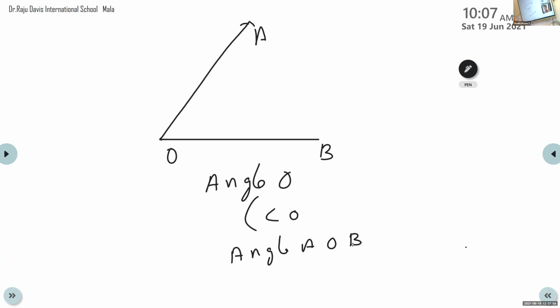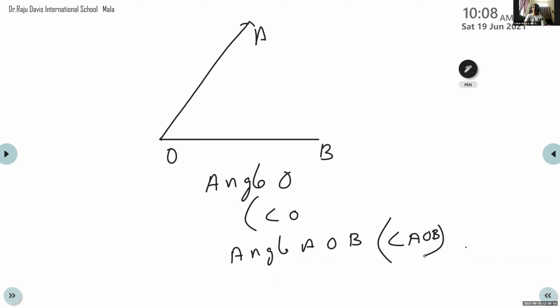Just remember that. Okay. And what is the short form? How will you write the short form? Angle AOB. This is the short form. Instead of writing the word angle, you can write angle AOB. Any doubt in this? No, ma'am.